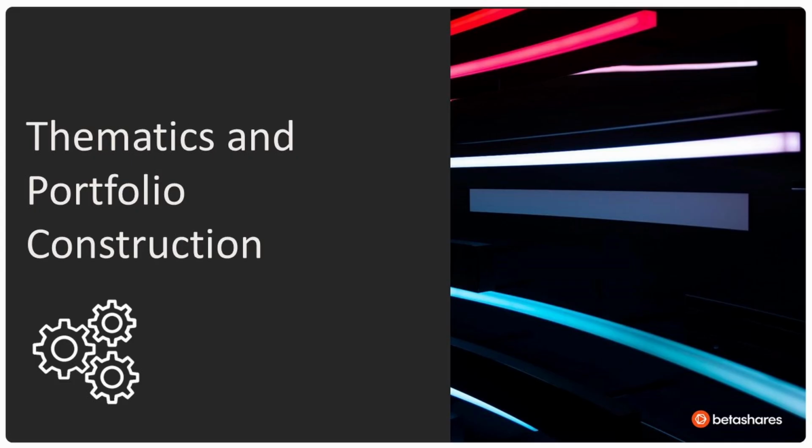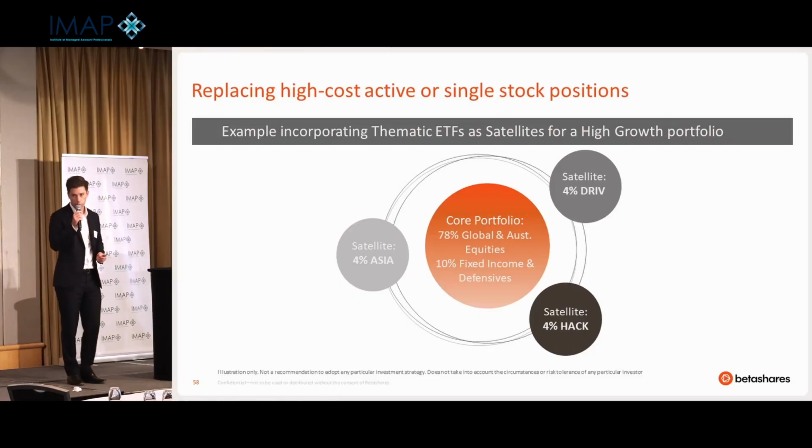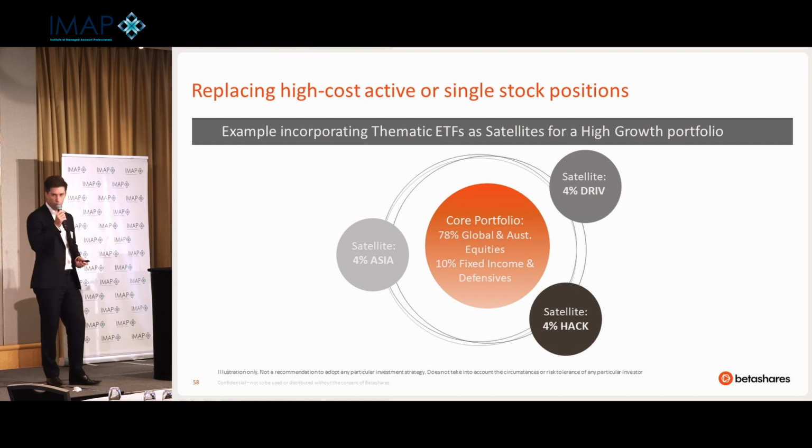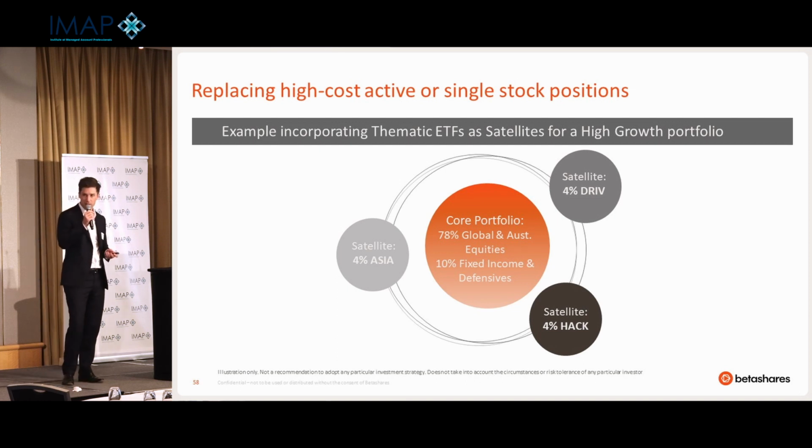So, looking at how we might use thematics in a portfolio, there are different approaches, but the one that we would ascribe to is we believe that you should reserve the bulk of your core portfolio for low-cost passive and low-cost smart beta where available. That's going to be that robust core that needs little tinkering with over the long term. But where thematics can make sense is to add as a satellite exposure.